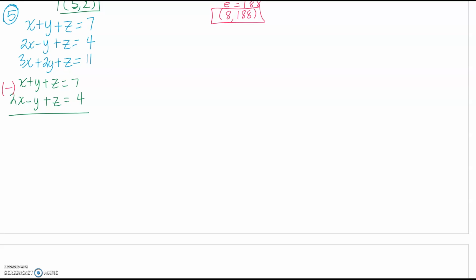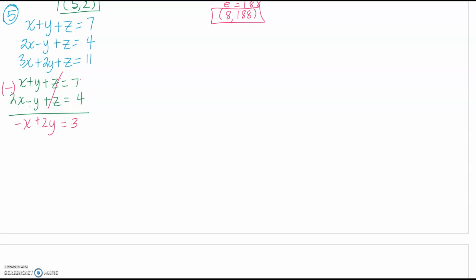Okay, so when I do that, I'm going to have 1x minus 2x gives me a negative x. Y minus y. What does that give me? It gives me positive 2y because a negative y minus a negative y becomes y plus y. Z minus z is gone, and 7 minus 4 equals 3. So that's the first one.